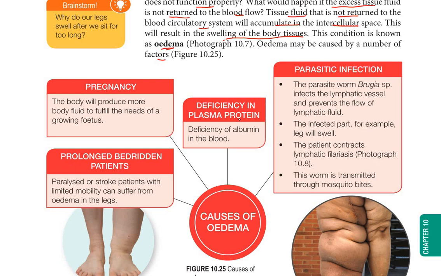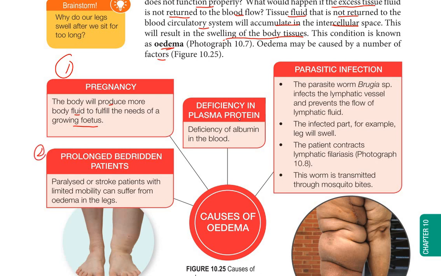first factor is pregnancy. Okay, the body will produce more body fluid to fulfill the needs of the growing fetus. So usually some pregnant mothers will have this edema because the body will produce more body fluid. So usually the legs of the pregnant woman will become swollen.